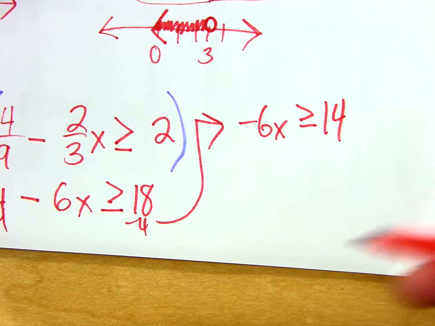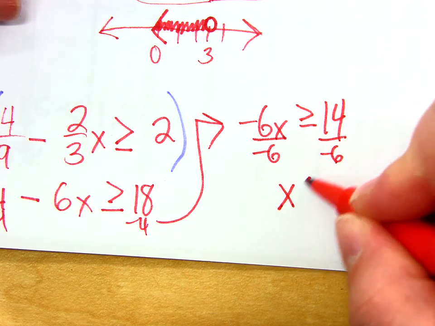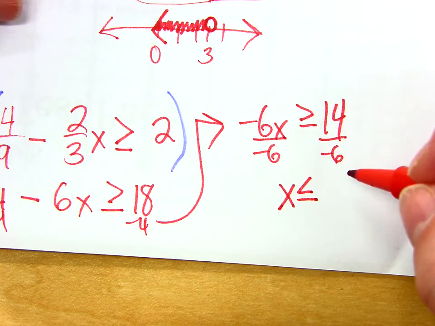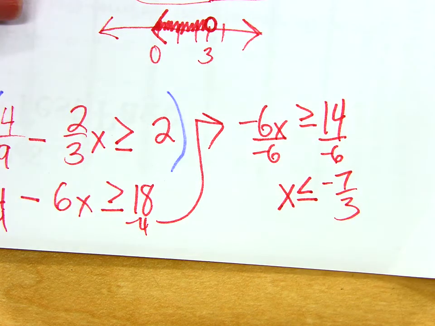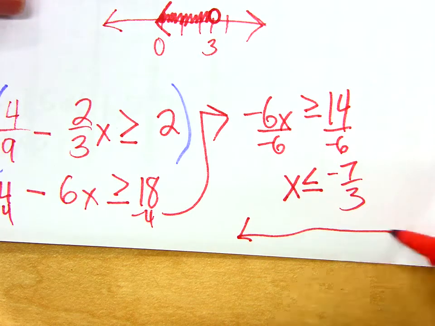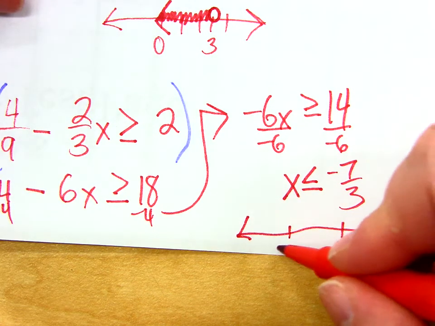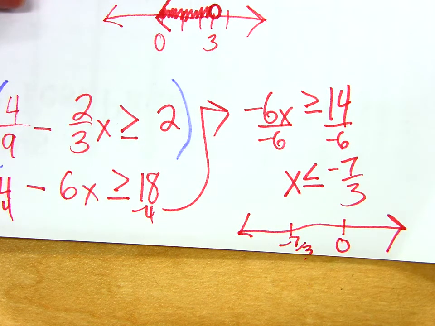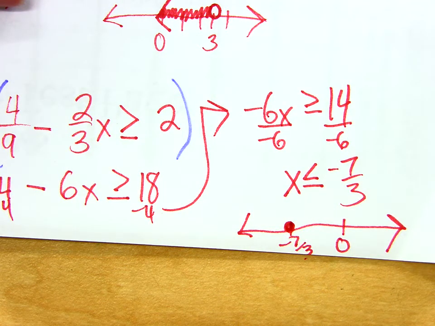And then divide by negative 6, so what happens? You got to flip that sign over. 14 over 6 is really 7 over 3. How do you put that on a number line? Easy. I don't really care what the numbers are. It's helpful to have 0, but negative 7/3 is just somewhere over here. I don't care about the numbers around it. Closed dot at negative 7/3, and then I would shade to the left.